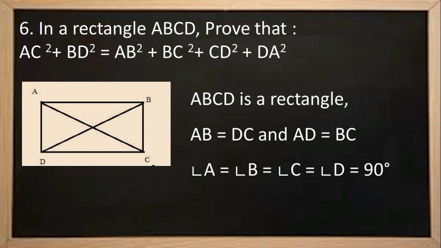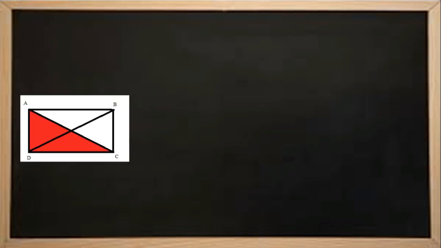You may question, where, ma'am, is it stated that the angle is 90 degrees? It is a common general property of a rectangle that all the angles are equal to 90 degrees. So if you observe this diagram, children, we can find 4 different right angle triangles.